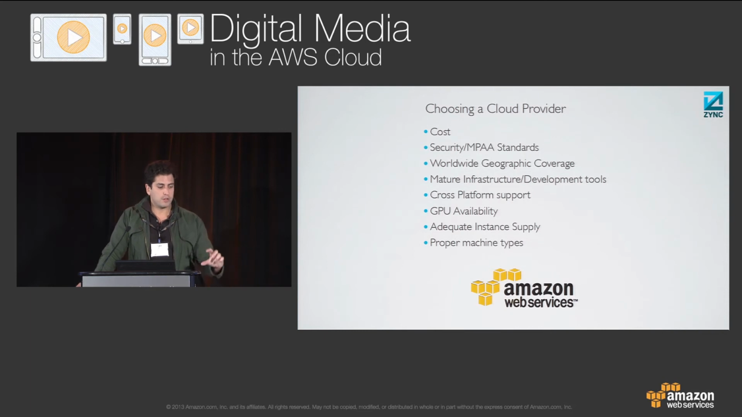Cross-platform support, GPU availability, I put those in the same boat. As we look to support more and more host products, maybe they're not all running on Linux, maybe some of them are running on Windows, maybe we're seeing more and more applications doing more GPU processing. So being able to have that flexibility and being able to work with all that is really important within the AWS infrastructure.